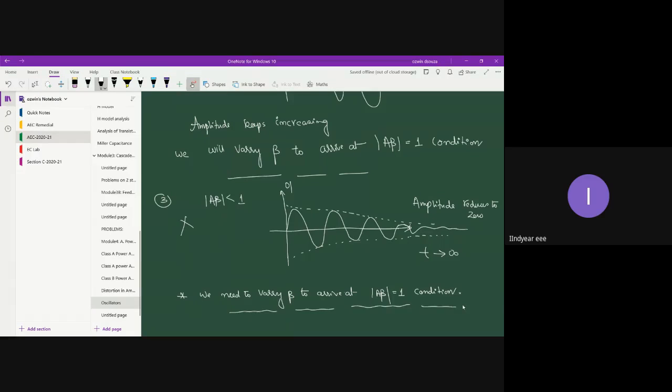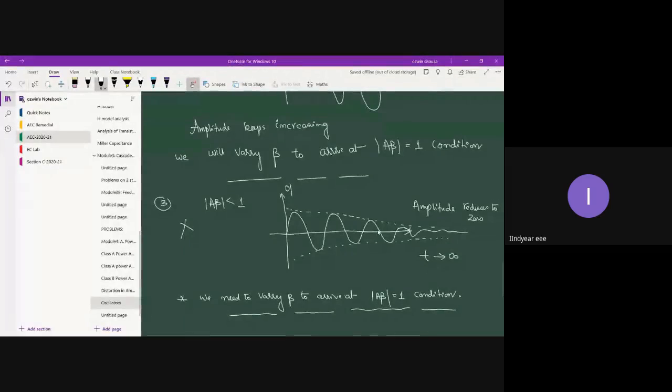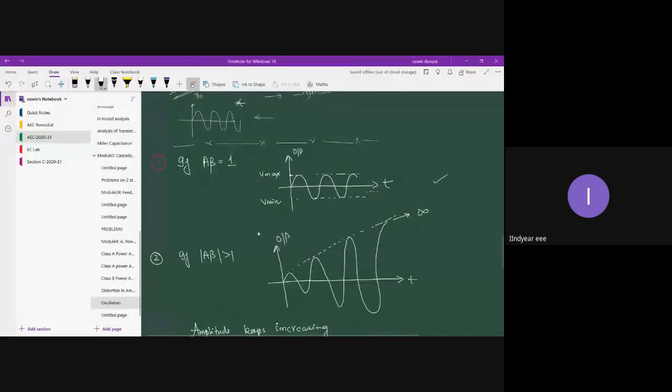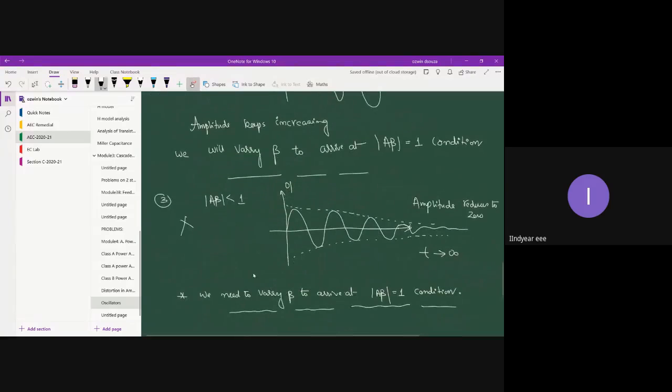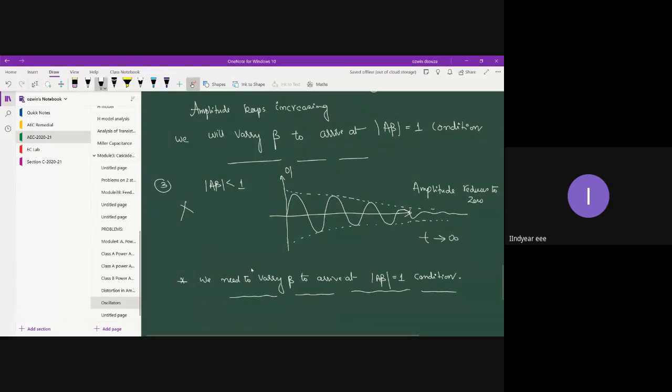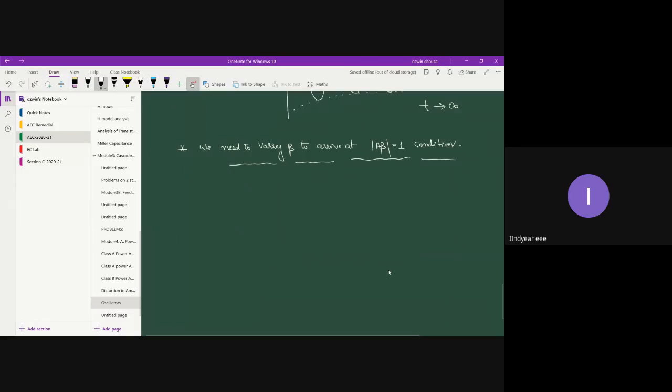All right, so this is the effect of loop gain on oscillator output waveform. We discussed three cases: mod A beta equal to 1, A beta greater than 1, and less than 1. Fine. So now let us talk about the oscillator circuits.